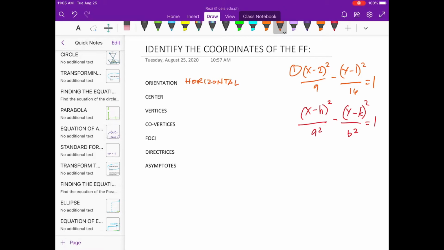For the center, we need the value of h and k. So the additive inverse of -2 is +2 and -1 is +1. For the vertices and co-vertices, we need the value of a and b.